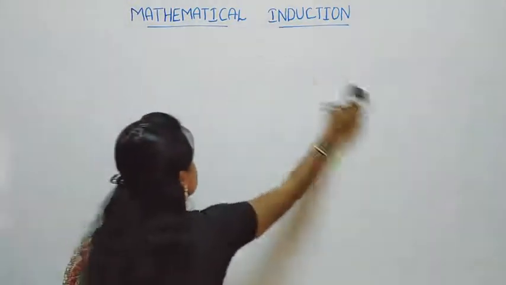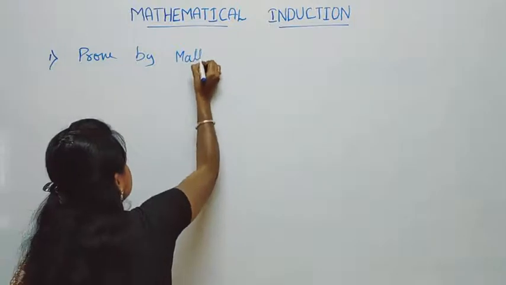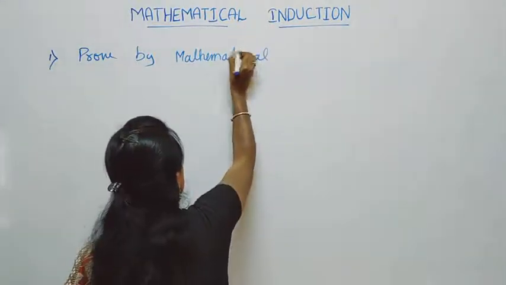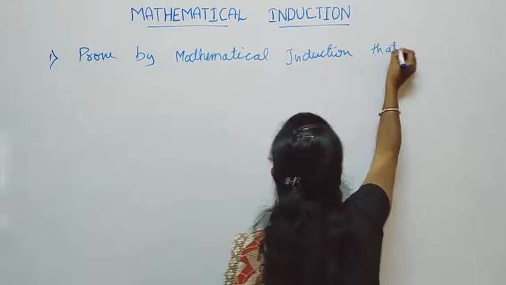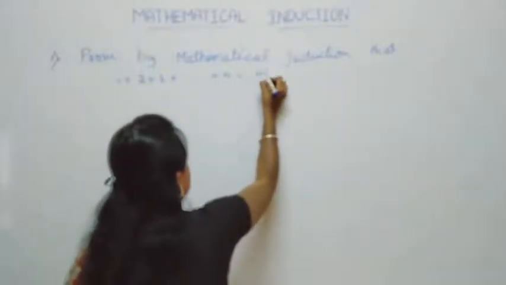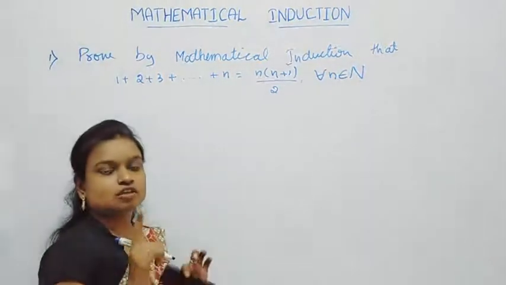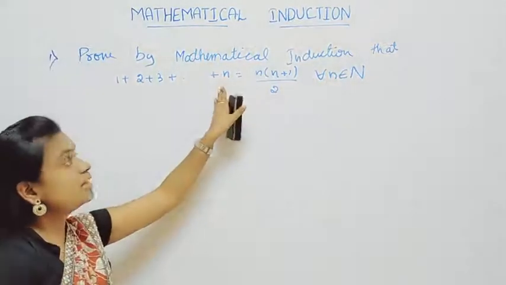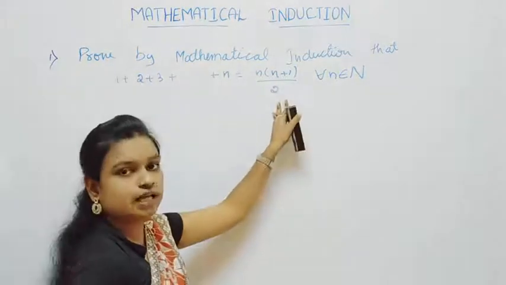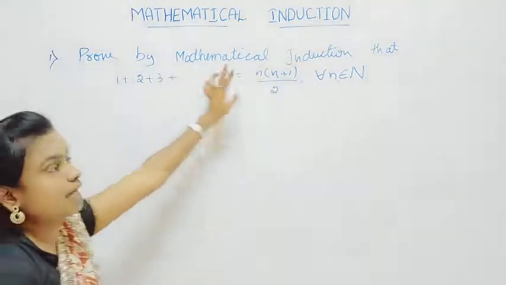So the first problem is: prove by mathematical induction that 1 plus 2 plus 3 plus and so on plus n equals n into n plus 1 divided by 2 for all n belongs to N. Capital letter N means the set of all natural numbers. So this is the problem. We have to prove this using mathematical induction.